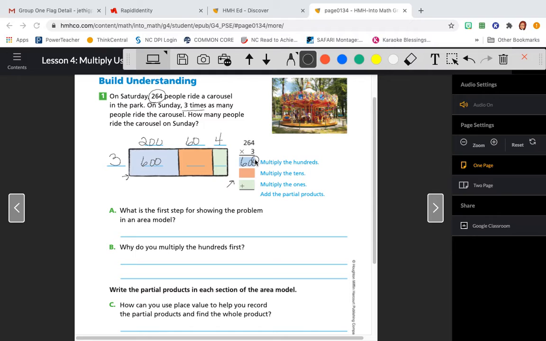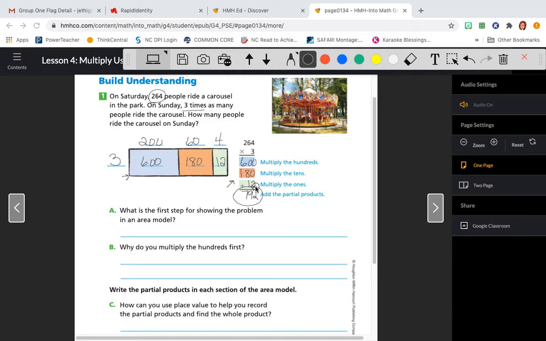Okay, then 3 times 60 is 180, so write that in the orange box. And then 3 times 4 is 12. That goes in the green box. Okay, so now we have our partial products. We have 3 partial products. We're going to add all of those together and we're going to get the whole product. So we have 0 plus 0 plus 2 is 2. 8 plus 1, 9, and 6 plus 1 is 7. So our whole product is 792.